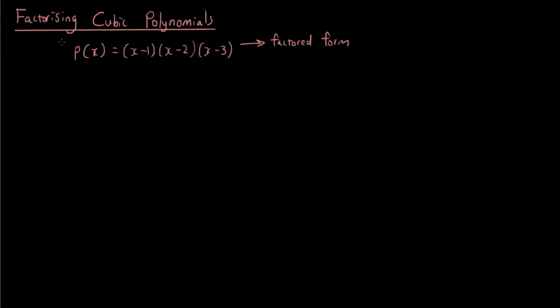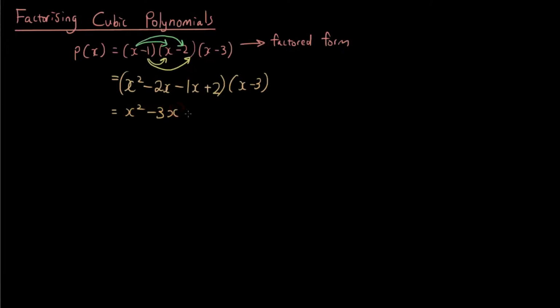So if we expand it, then we need to draw some arrows. So let's draw some arrows. I have x times x, x times minus 2, and then let's draw some more arrows. And then this becomes x squared minus 2x minus 1x plus 2, so x squared minus 3x plus 2, minus 2x minus 1x becomes minus 3x in the middle.